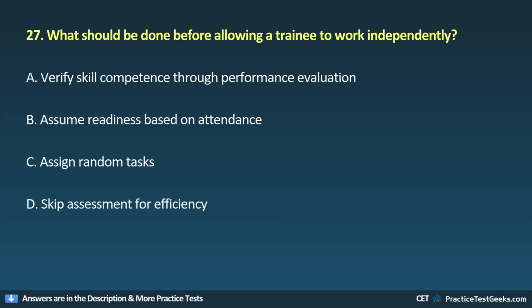27. What should be done before allowing a trainee to work independently? A. Verify skill competence through performance evaluation. B. Assume readiness based on attendance. C. Assign random tasks. D. Skip assessment for efficiency.